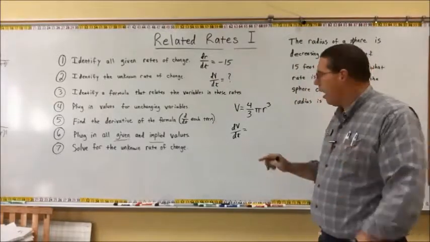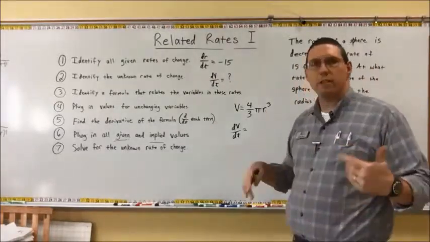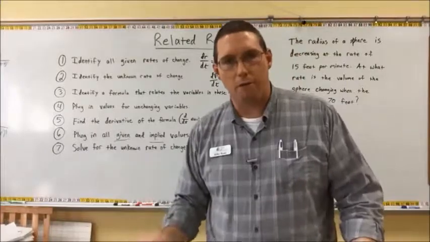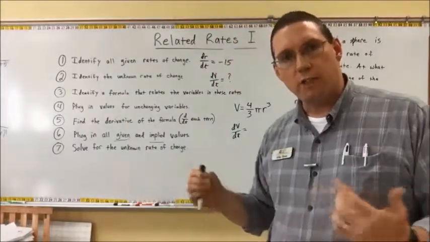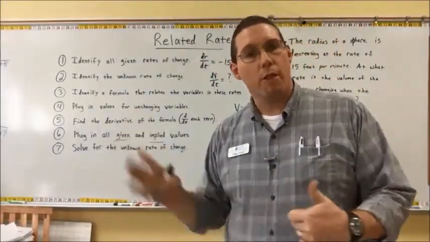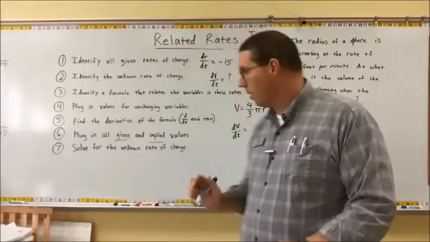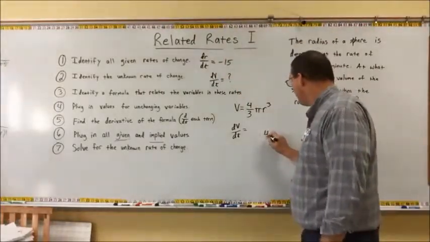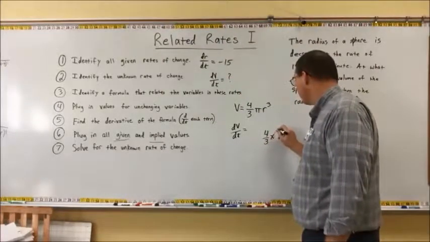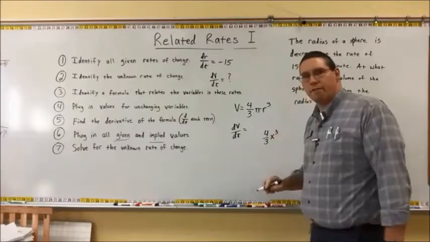Here's what I want to do. I want to change the r temporarily just so that you can understand how this derivative works. I'm going to change the r to an x, and I'm going to get rid of the pi to make it a little bit easier. Okay? So what if we had 4/3 x to the third? What would the derivative of this be?